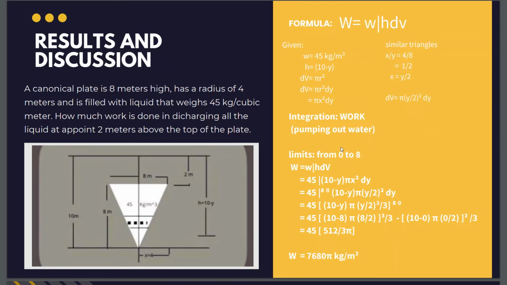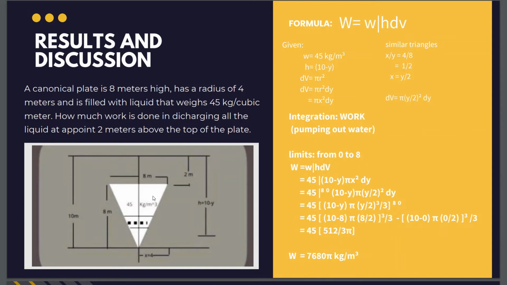So here are now our results and the discussion. Here's our problem. A conical plate is 8 meters high, has a radius of 4 meters, and is filled with liquid that weighs 45 kilograms per cubic meter. How much work is done in discharging all the liquid at a point 2 meters above the top of the plate?